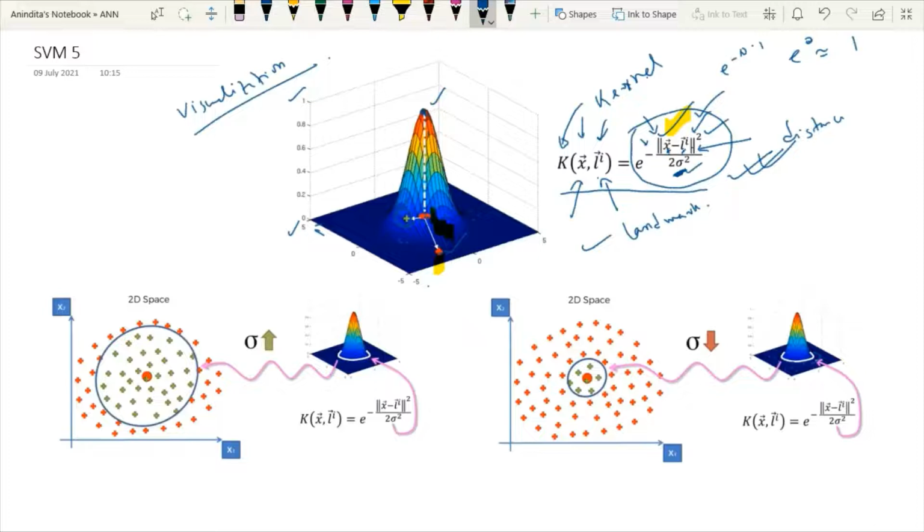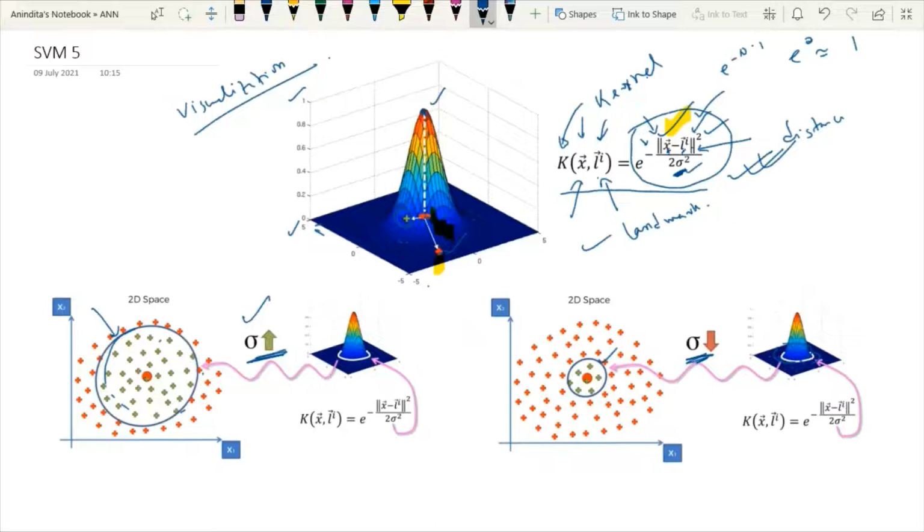So sigma basically defines how wide the circumference is. Whenever we increase the sigma value, it will incorporate more points. And whenever we decrease the sigma value, meaning the circumference is decreasing, it will incorporate fewer points. So here, finding an appropriate sigma will help us to adjust the decision boundary. So we can extend this concept to some harder problem also.